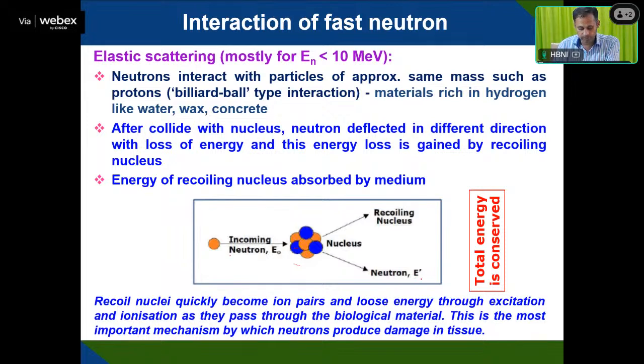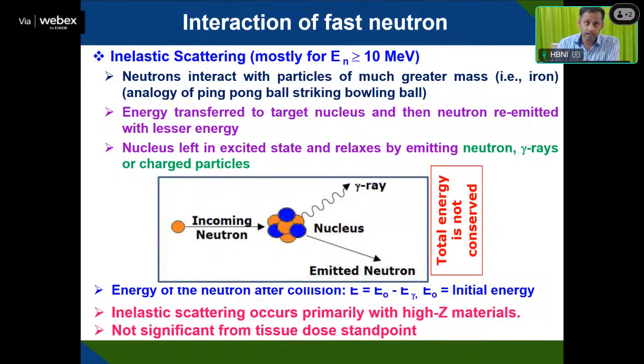So the neutron will have energy E dash, and the remaining energy is absorbed by the recoiling nucleus. So total energy is conserved in the case of this elastic interaction. But if you see inelastic interaction, the neutron interacts with a particle of much greater mass. In the earlier case, the neutron was interacting with the hydrogen atom.